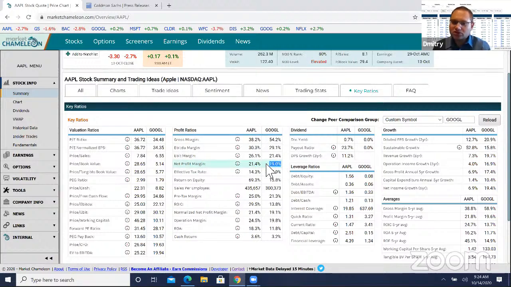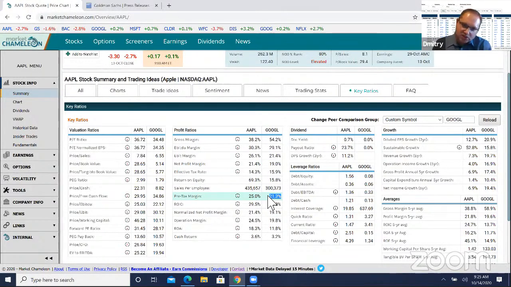Apple a little bit better there, slightly better. Of course, we got effective tax rate. Apple has a little bit, the lower the better, right? Return on equity there, Apple actually did much better, 69% return on equity versus Google 15.8. Sales per employee, that's not that much. Pre-tax margin, Apple 25% versus Google 21. Apple did do a little bit better there.